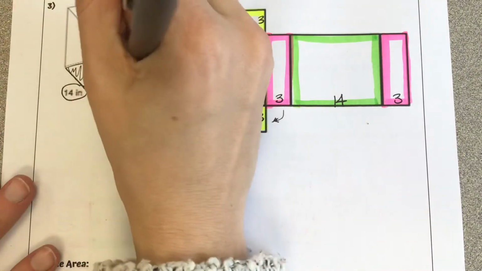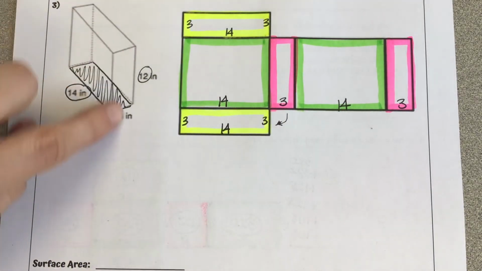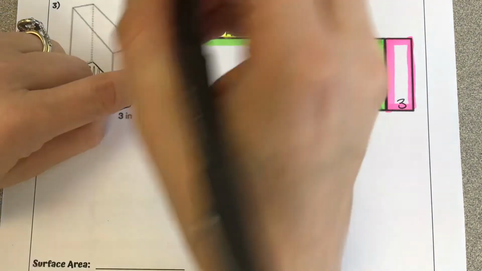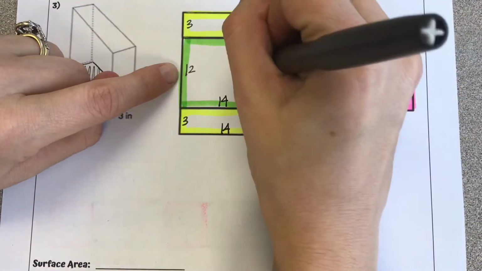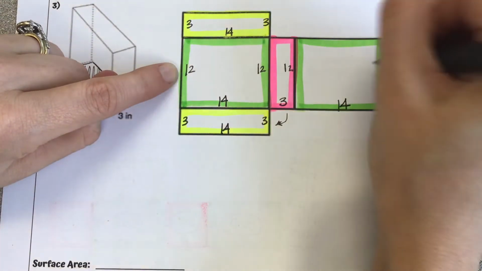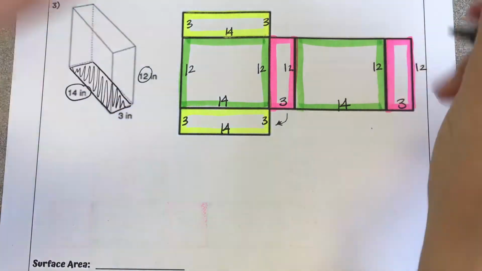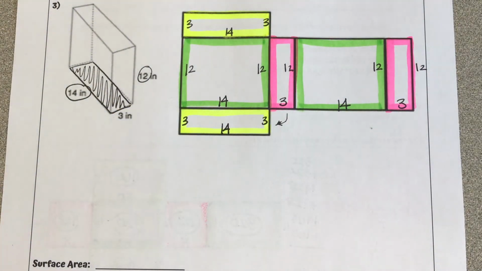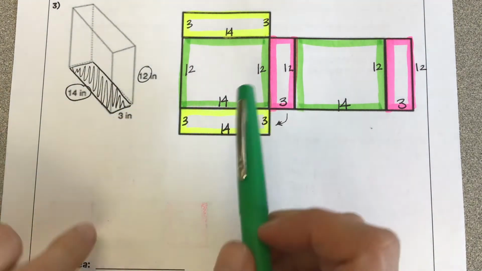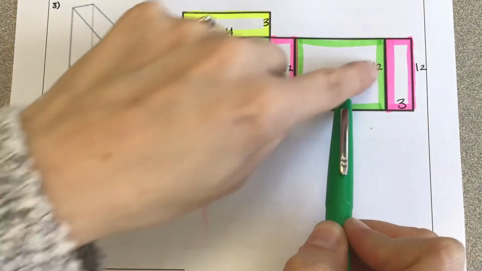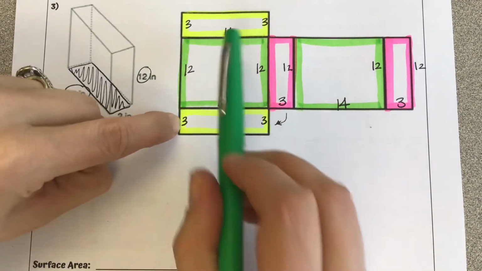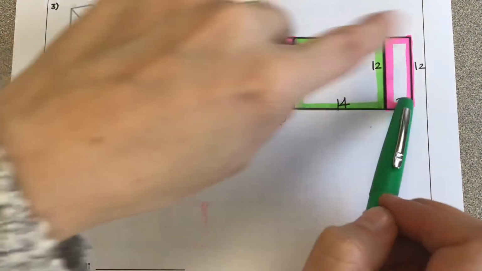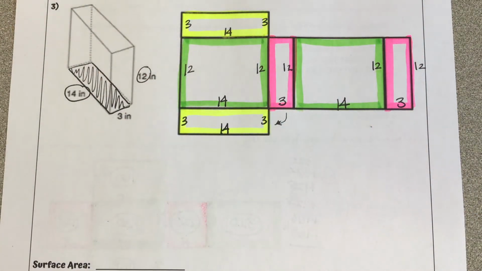And then our last measure is the height of the prism here. I'm going to mark that as the height of my lateral faces. 12, 12, 12, 12. And now we can calculate. And you can always double check. I've got a 14 and 12, 14 and 12. I've got a 14 and a 3, a 14 and a 3, a 3 and a 12, 3 and a 12. You shouldn't have more than 2 of each kind.